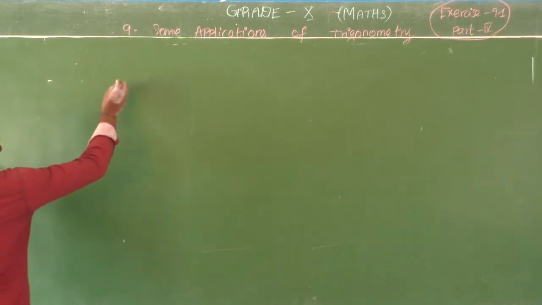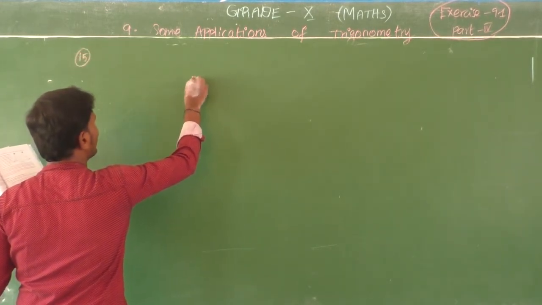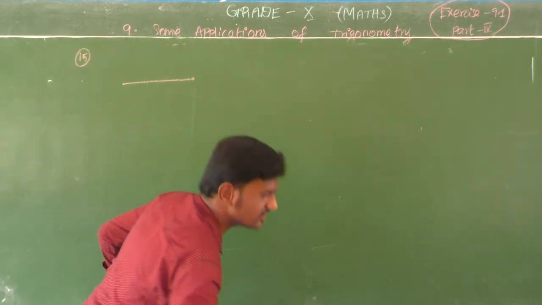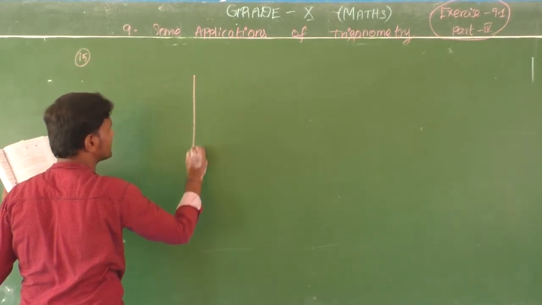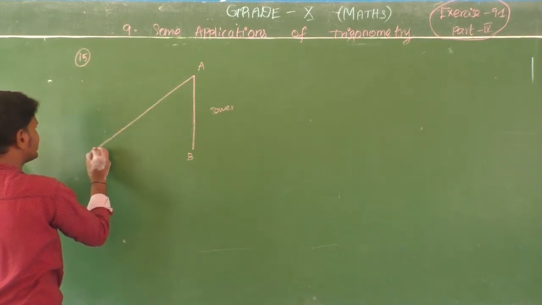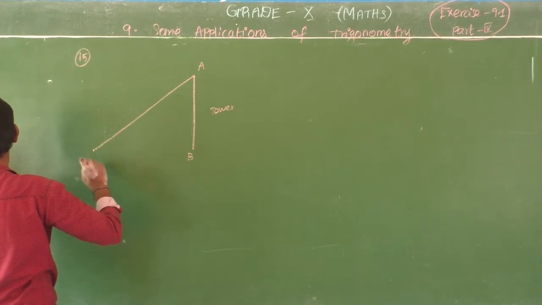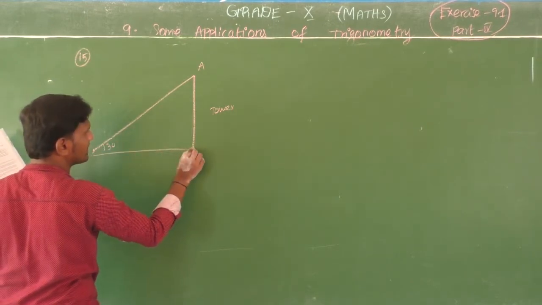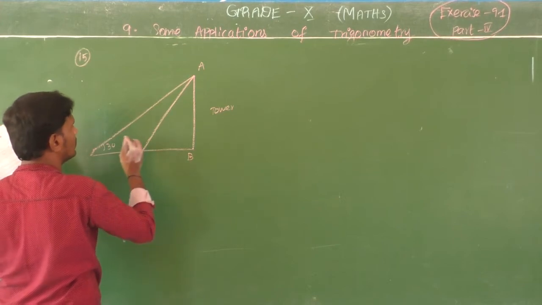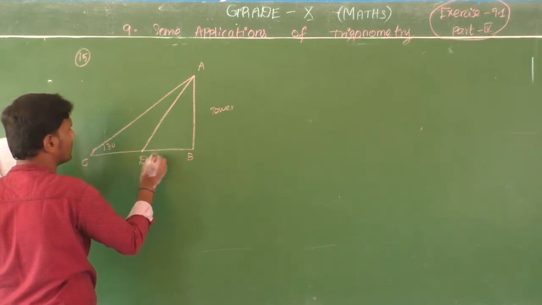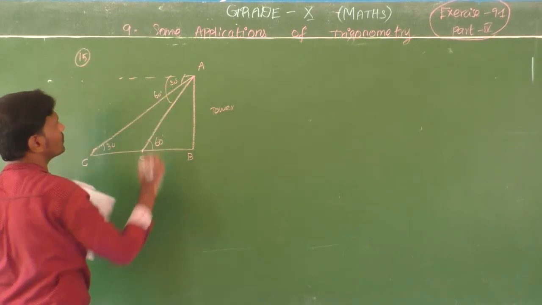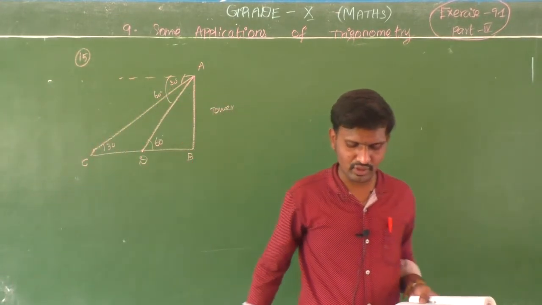Now question number 15. One man is sitting at the top of the tower. This is a tower, so take it as AB. He observes a car at an angle of 30 degree. This is the ground level. And 6 seconds later, the car is found at another point, first C, then D, where the angle is 60 degree. This is a 30 degree and that is a 60 degree. Have you got it now? Very simple.